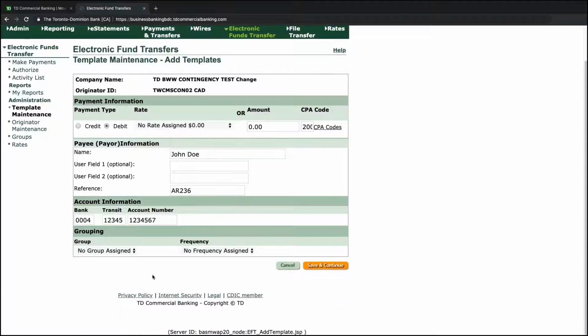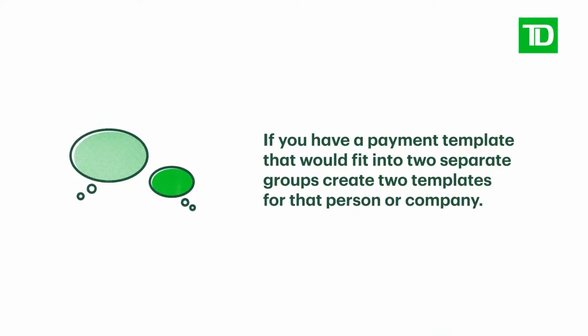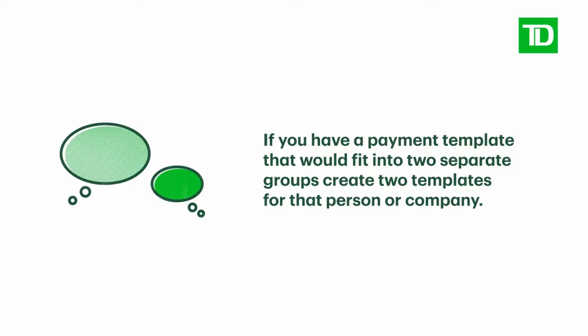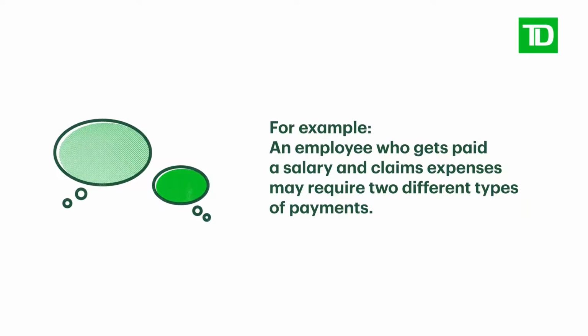Grouping is a good way to organize your payments. This is where you would select the group that this payment template belongs to. If you have a payment template that would fit into 2 separate groups, create 2 templates for that person or company and place one into one group and one into another. An example of when this might occur is when an employee claims expenses. They might be paid their salary separate from their expenses, and therefore 2 different types of payments would be made.